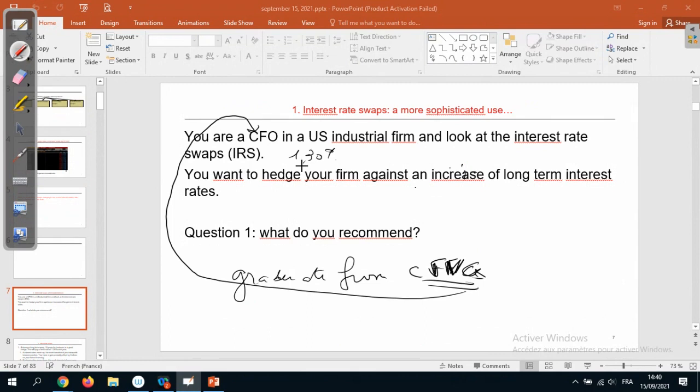What do you recommend? Send me a message like that. It's an answer I wait from you. You are graduates, so you are very prestigious students. Okay, very good. You are now chief officer in New York, and you are very familiar with swaps. And you say, whoa, the level of swaps is very low. I would like to hedge my firm against an increase of long-term interest rates. What do you recommend? Please, what do you recommend?